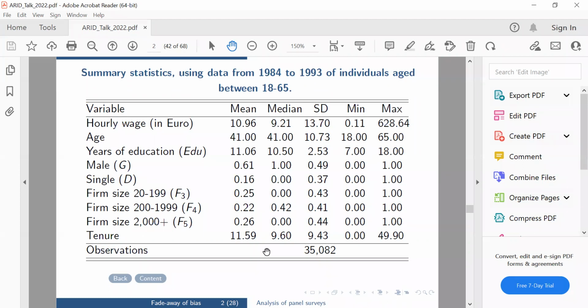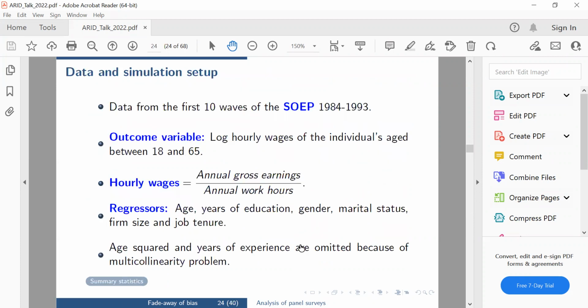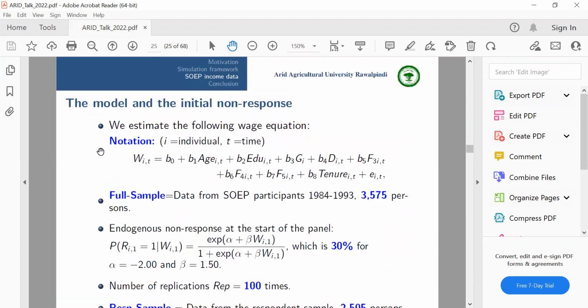And so after all these excluded variables and some manipulation, we are in this 10 panel where we have a sample of 35,000 people. This W_it is the log hourly wages. This is our regression model, as I already discussed: age, years of education, gender, single, firm size, etc., tenure, and other variables. And this e_it is the error term. Full sample data from the German Socioeconomic Panel starting 1984 to 1993, and this full sample consists of 3,500 employees.